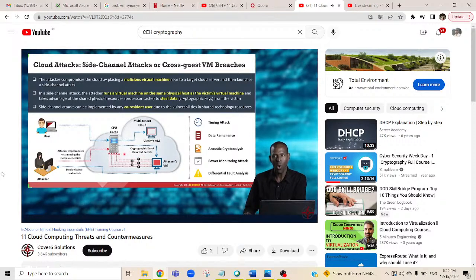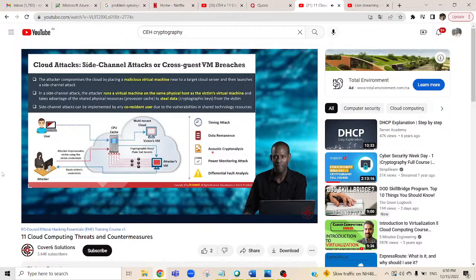So a type of side channel attack can happen when this attacker over here sets up their own VM. And so they're running a virtual machine on the same physical host that the user is. And because they're on the same processor or whatever, they can check that processor cache and use various techniques to steal information from that and use it against it. Because of co-residencies, you can have side channel attack vulnerabilities: a timing attack, data remanence attack, acoustic cryptanalysis.